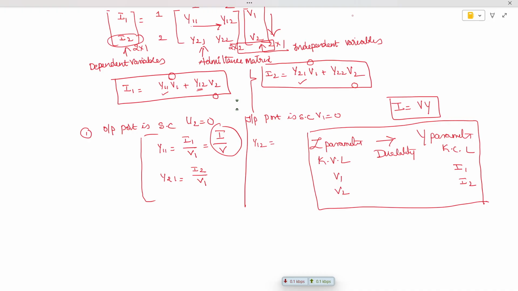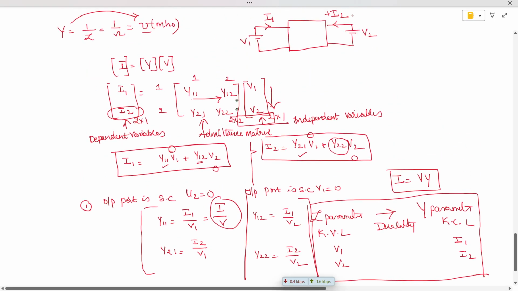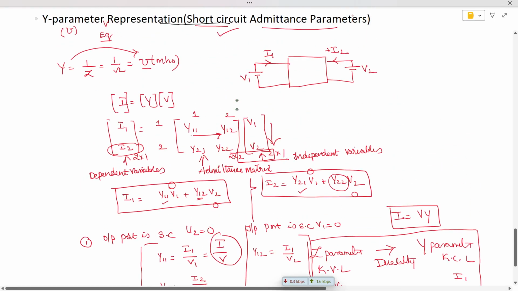Y12 is equal to I1 by V2. Next one, if V1 is 0, the next parameter is nothing but Y22 is equal to I2 divided by V2. So successfully we have got the 4 parameters. When you see this parameter, here we are finding out the admittance parameter.